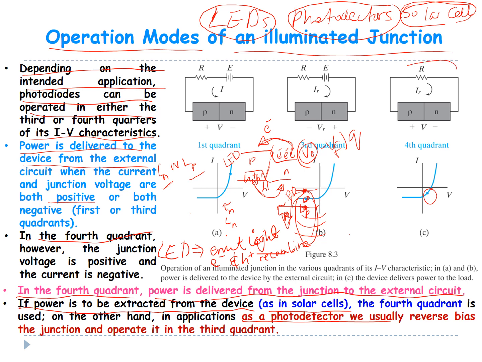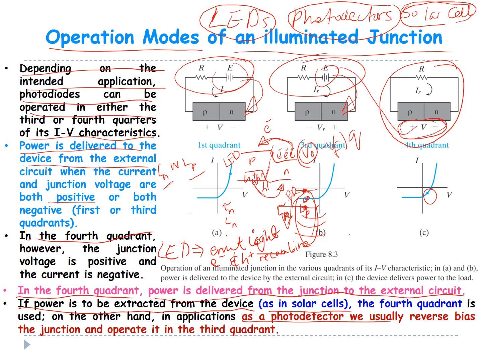So you can clearly see here that the PN junction actually works as the battery. It provides power to the external circuit, whereas in the other two quadrants, the third and the first quadrant, you actually need power to be delivered to your device. But in this other case, it's actually your PN junction, which is the battery, and it delivers power to the external circuit.